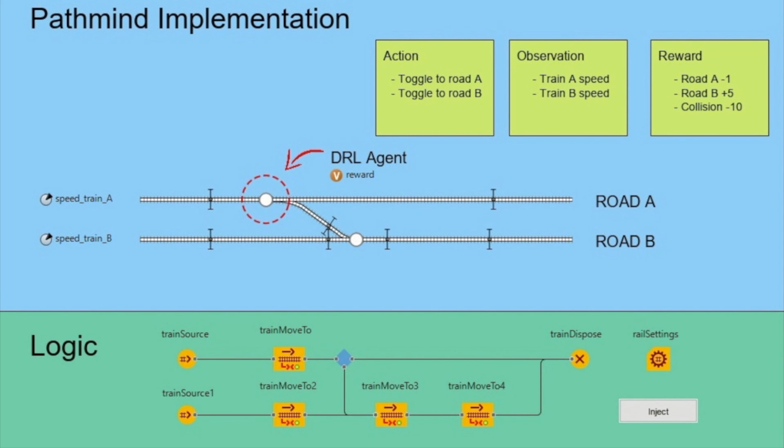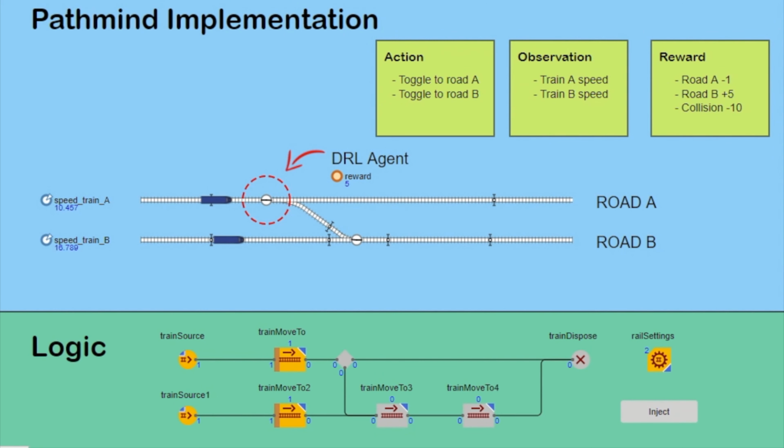I'll run the model now. Let me just pause it quickly. As you can see, the speed for both trains is randomized. The speed for train A is 10.457, which is much lower than train B's speed, which is 16.789 meters per second. So I would expect the switch to direct train A to road B, because by the time train A arrives at this turnout, train B should already be in road B.